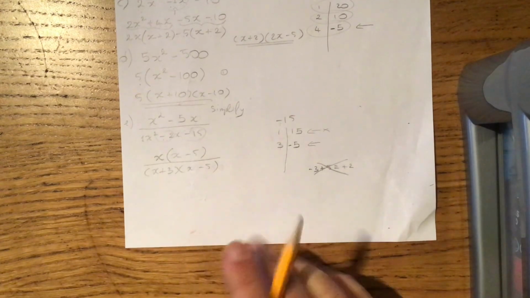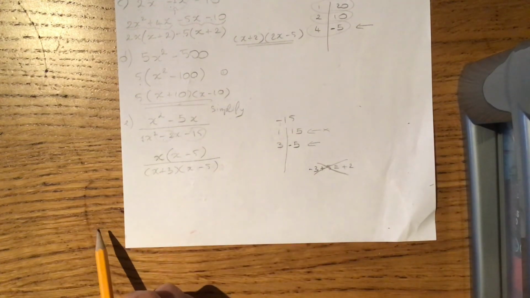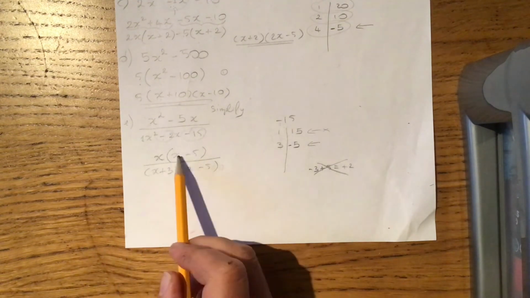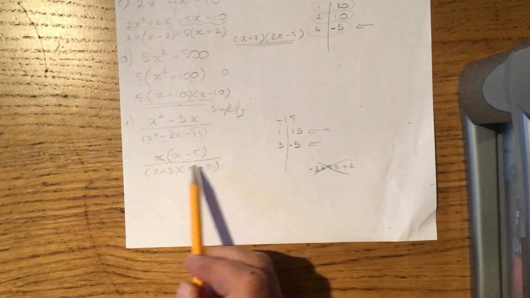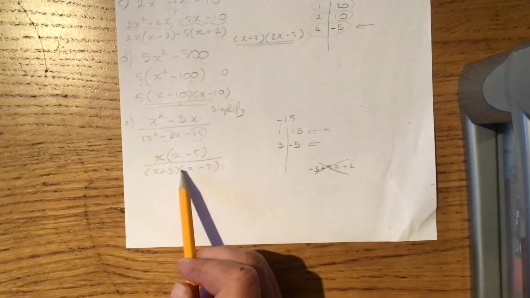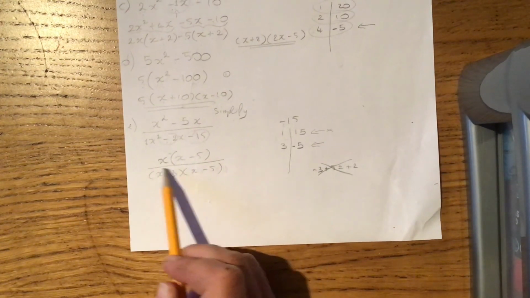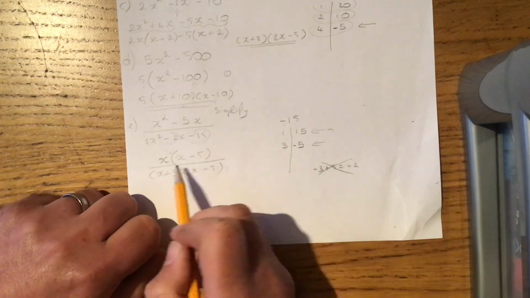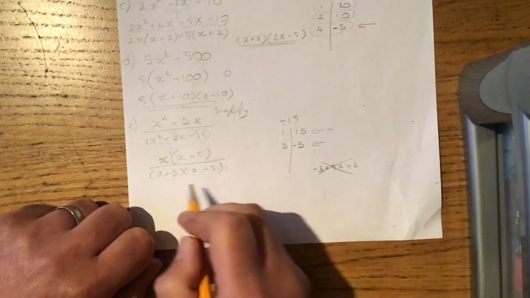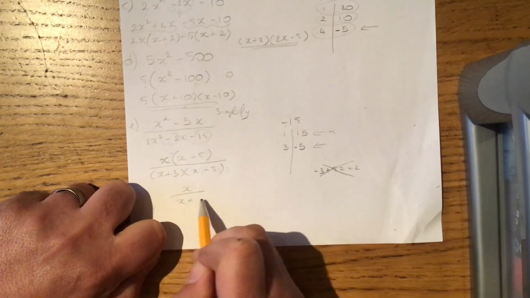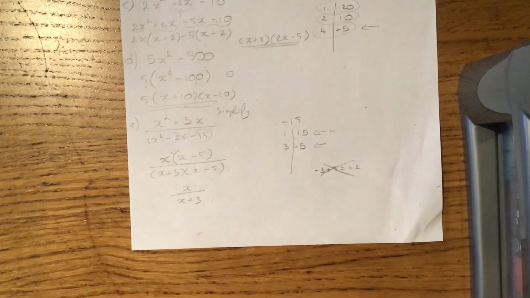Now we're lucky enough that we have x minus 5 as a numerator and x minus 5 as a denominator. They are multiplied by something. This x minus 5 is multiplied by all of that. So because of that, they cancel each other. So the final answer here is x over x plus 3.